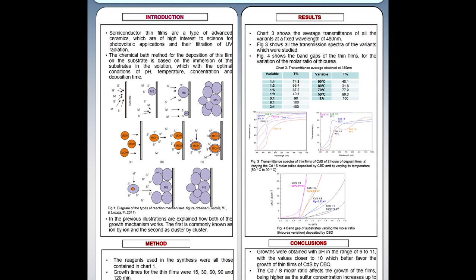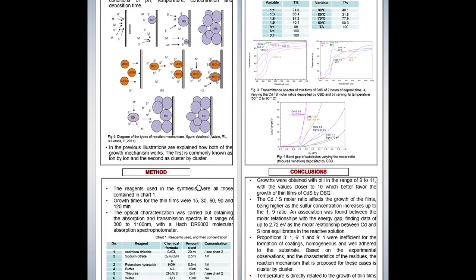Now in the second part of figure 1, we have heterogeneous precipitation, also called cluster by cluster. In this mechanism, a colloid solution type is formed with an intermediate such as hydroxide ions or also sulfur ions in the solution for the growth of nuclei on the substrate. It occurs in the same way as the previous mechanism.